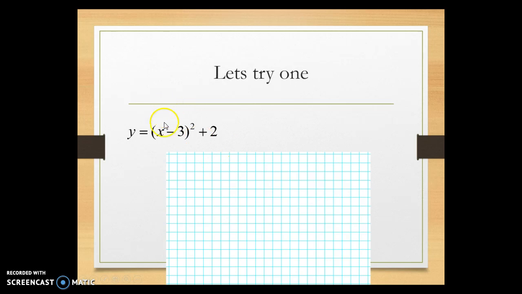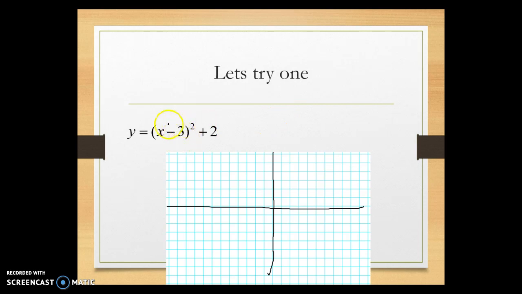All right, so let's try this one. X minus 3 squared plus 2. All right, so what I'm going to do is, this is going to get a little ugly with me using the mouse, but we'll be okay. All right, so there's my axis.